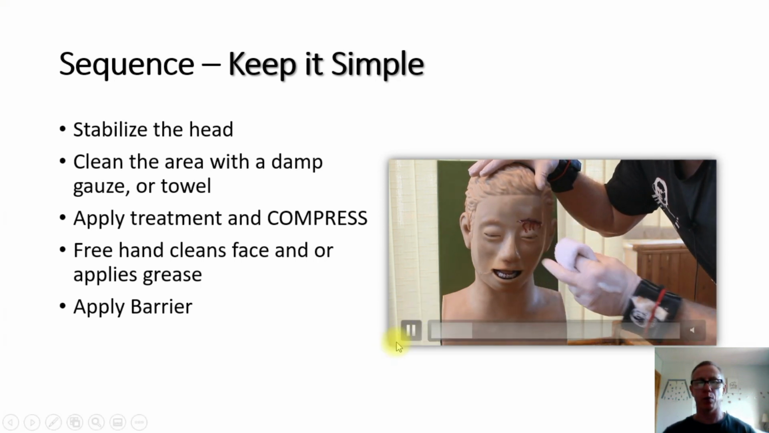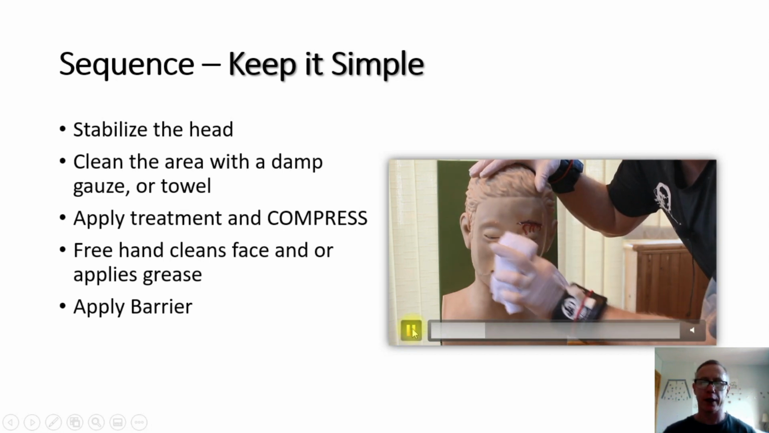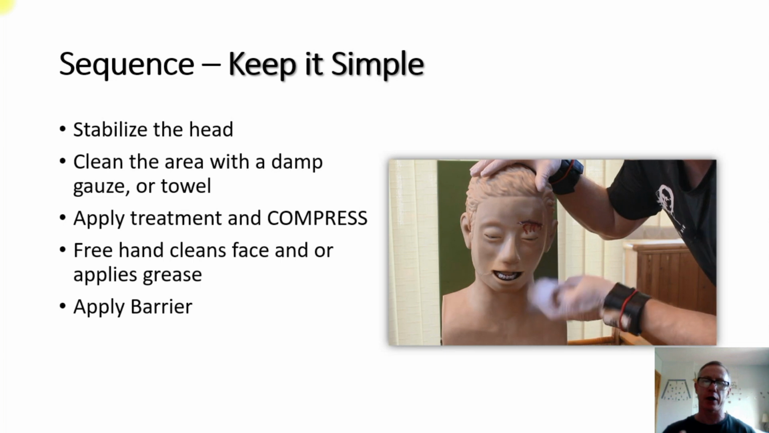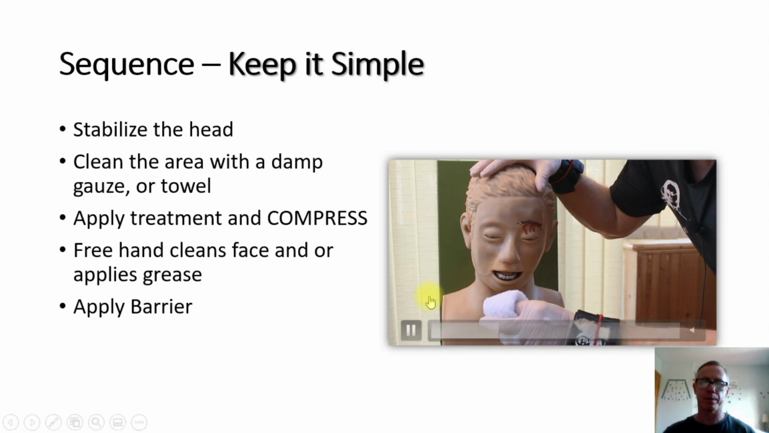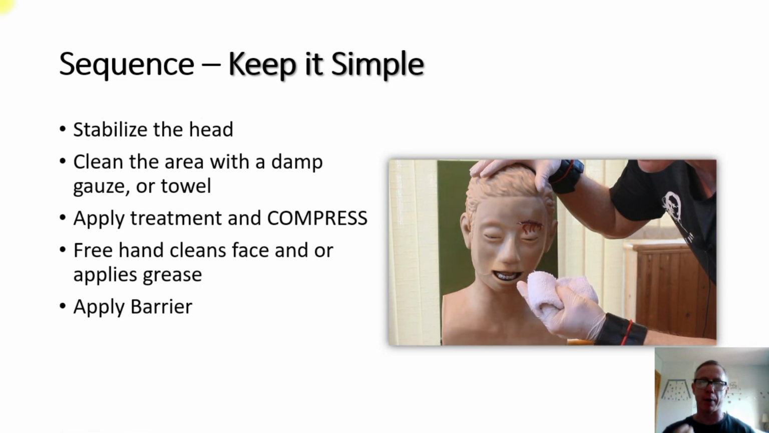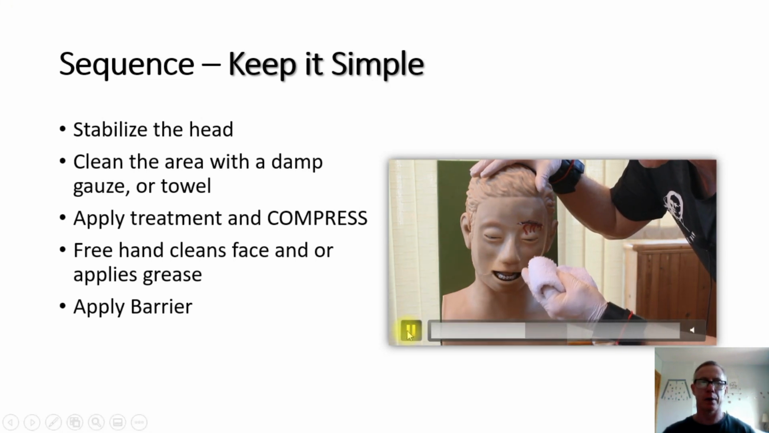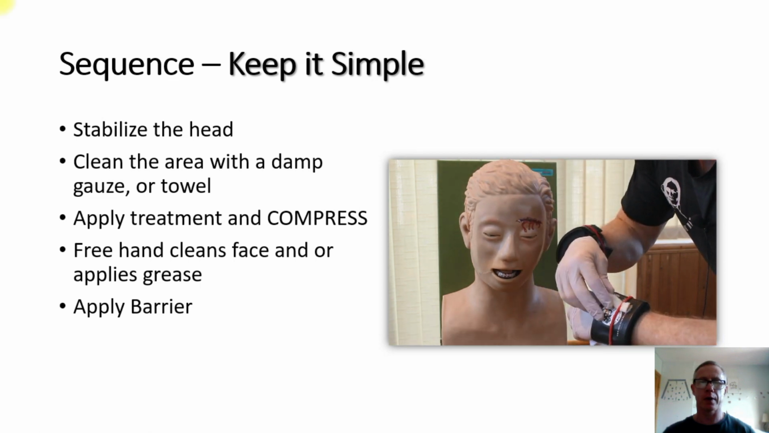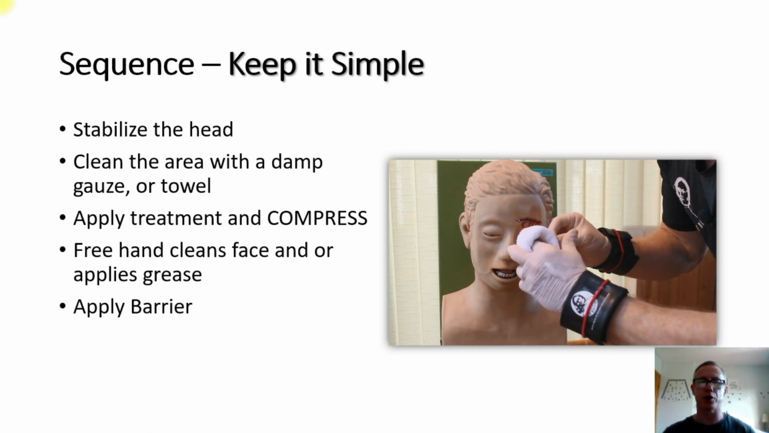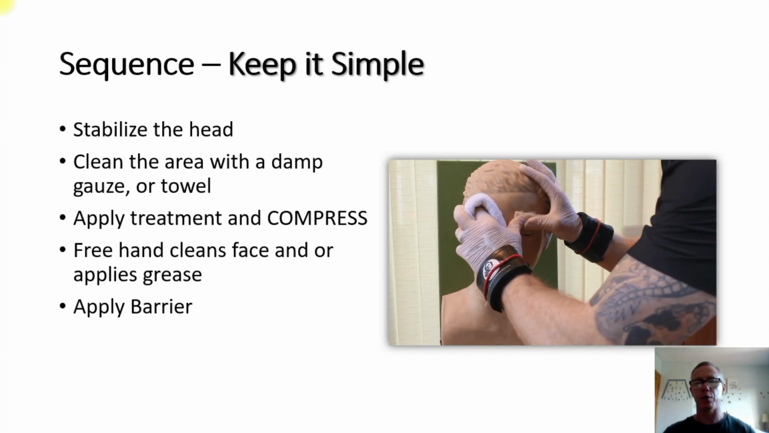So, clean the area with a damp piece of gauze, but you're never pulling at the area or dragging the area like I showed you in the previous slide. So you're just cleaning blood spatter away so you can have a better look at the injury itself. Next thing, you need to apply your treatment. Place it over the entire circumference of the wound.